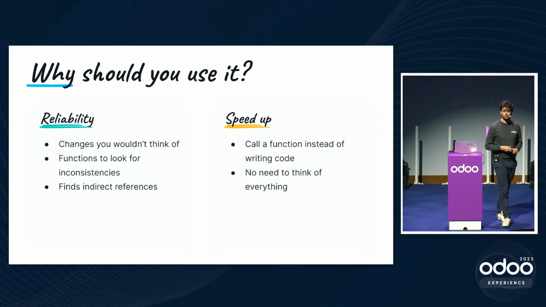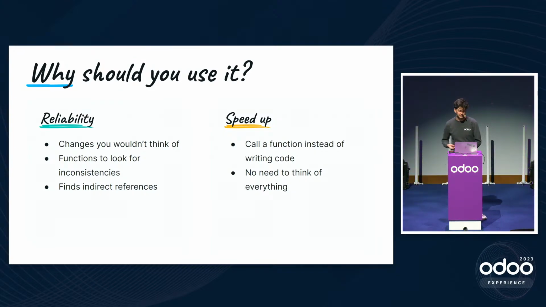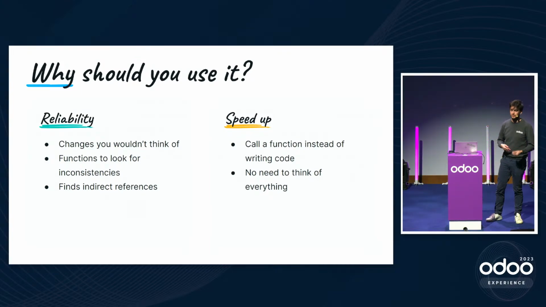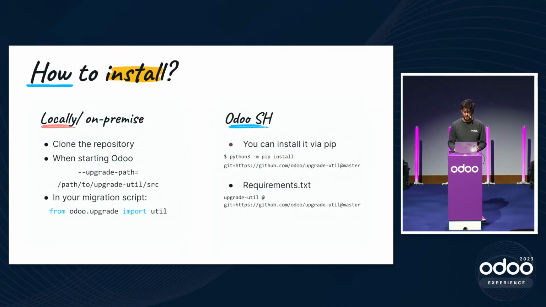There are also functions to look for inconsistencies. And it's super easy to find indirect references. You can use functions inside of it to find them, inside email templates, inside server actions, references to fields that have changed or have been removed. And it will speed up the process because you can simply call a function instead of writing code, and you don't need to think of everything.